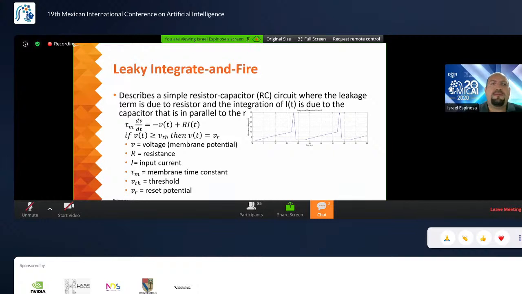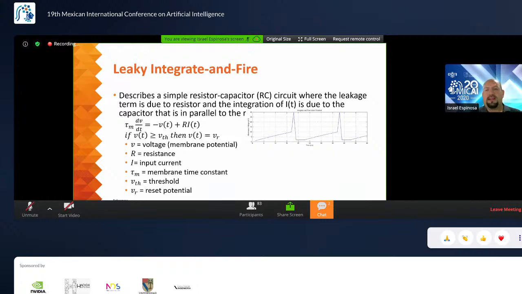This leaky integrate-and-fire model does not really emit spikes, or doesn't have that part. So what we do is simulate the spike. When the voltage of that neuron reaches a specific threshold value, then we say that that neuron emits a spike, and immediately we reset the voltage to a reset voltage or to a steady state voltage.